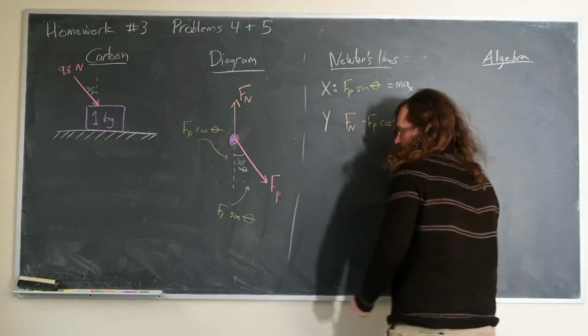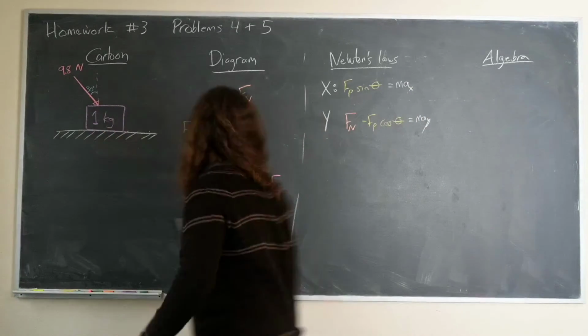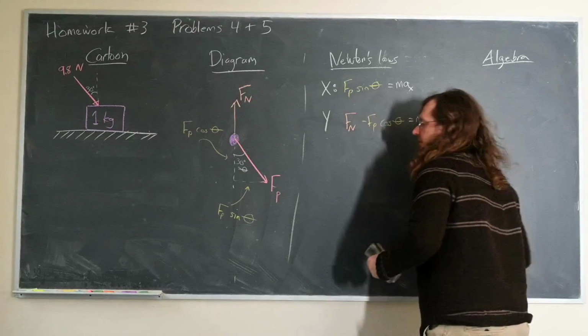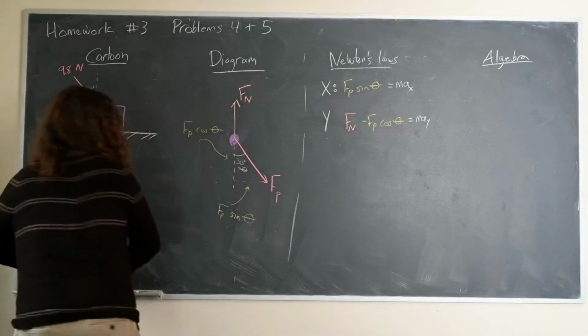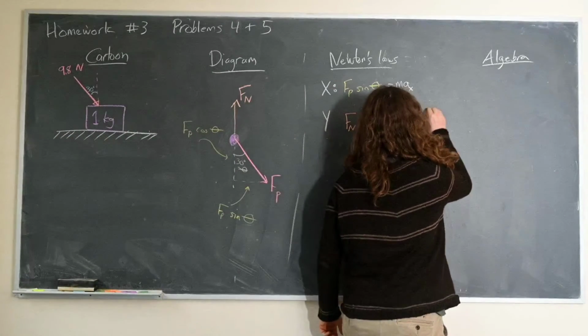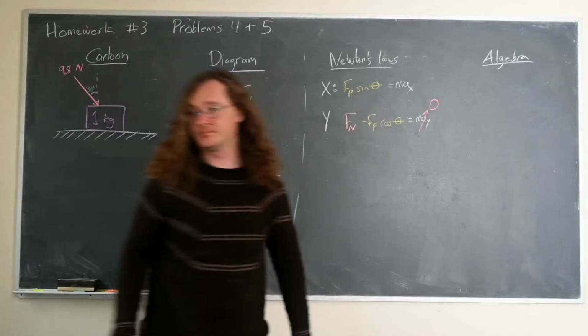Now, I know a few things here. Specifically, I know that the object doesn't move through the table. So that's 0.